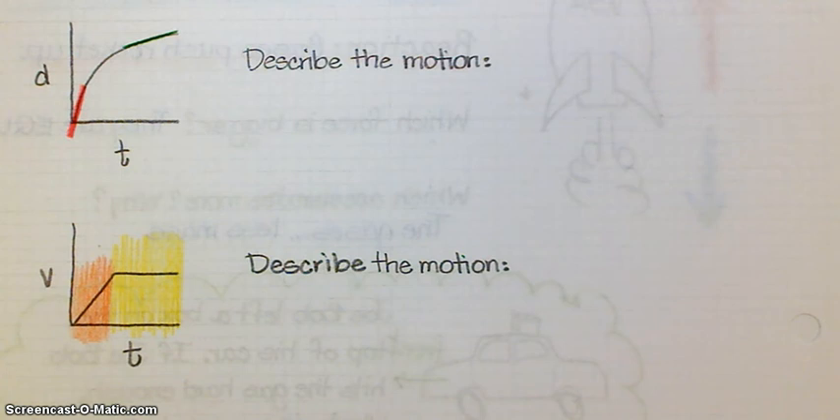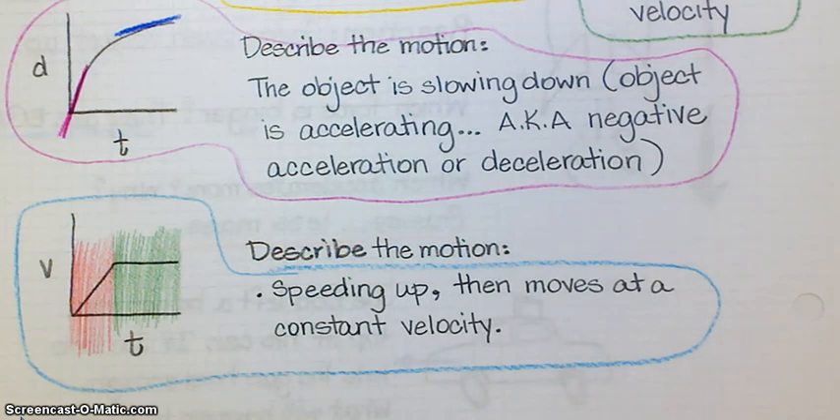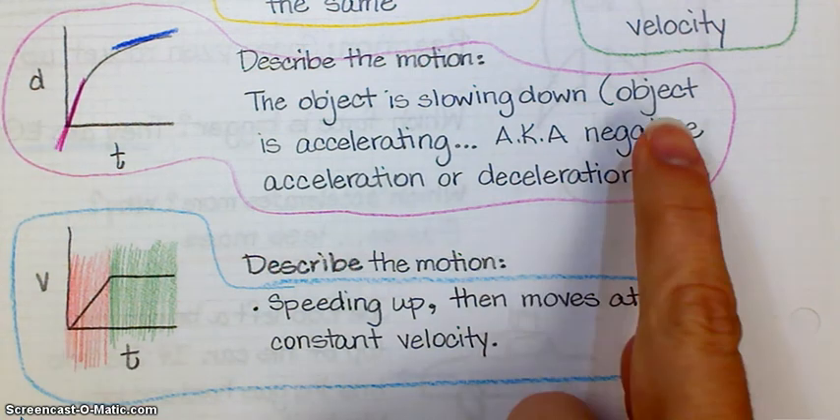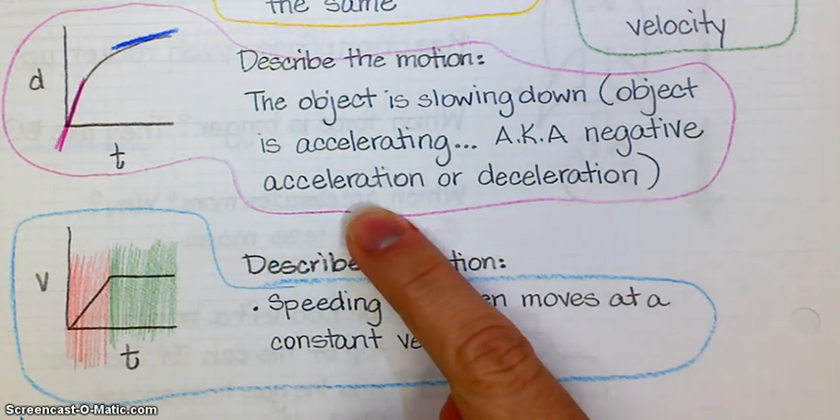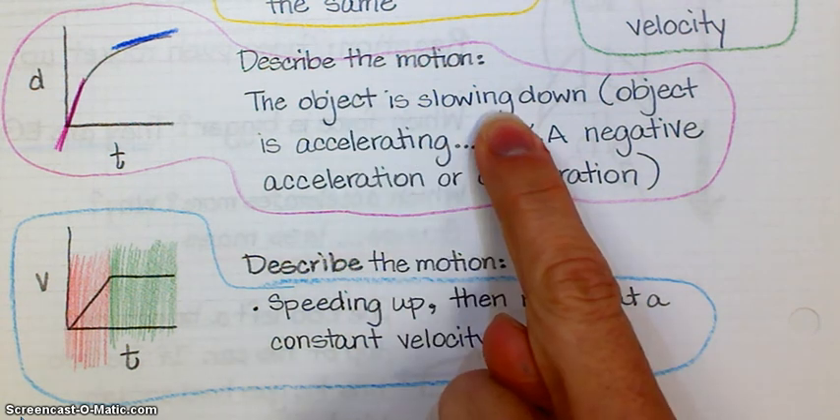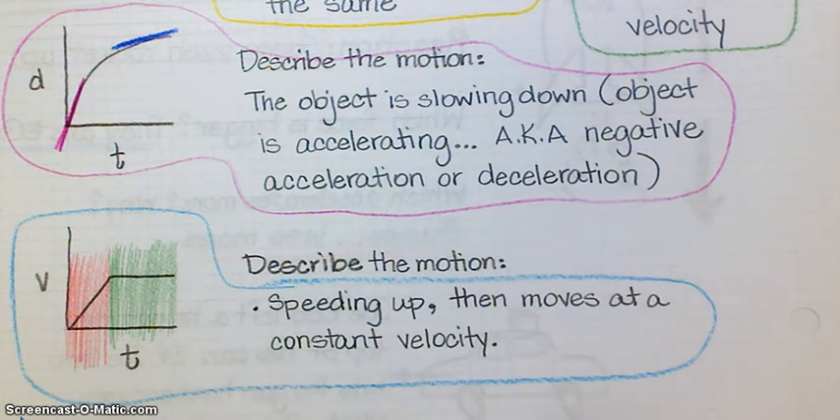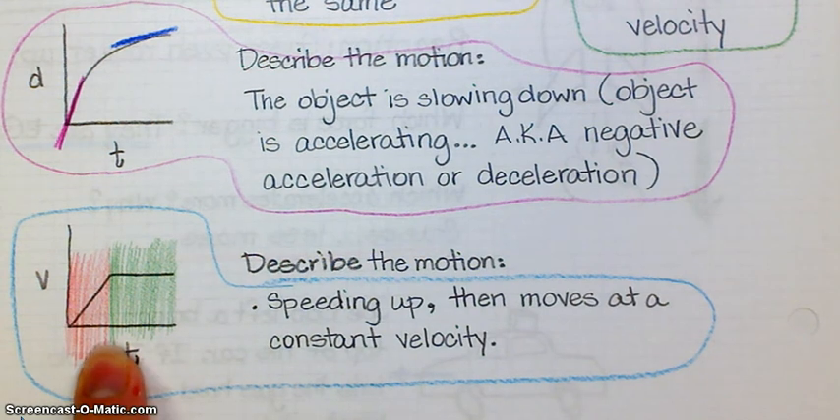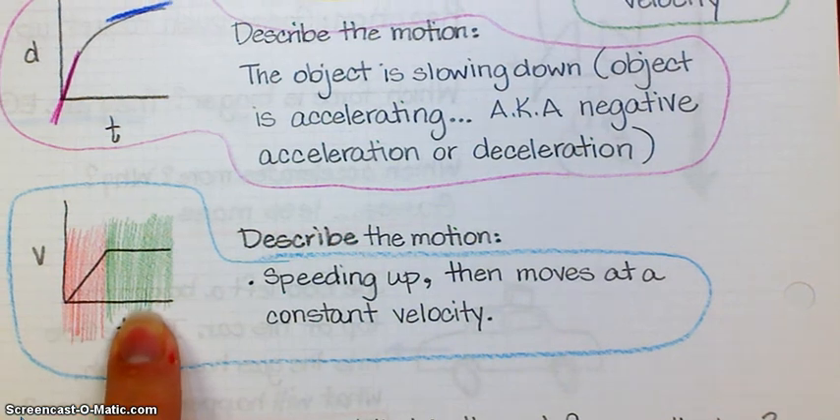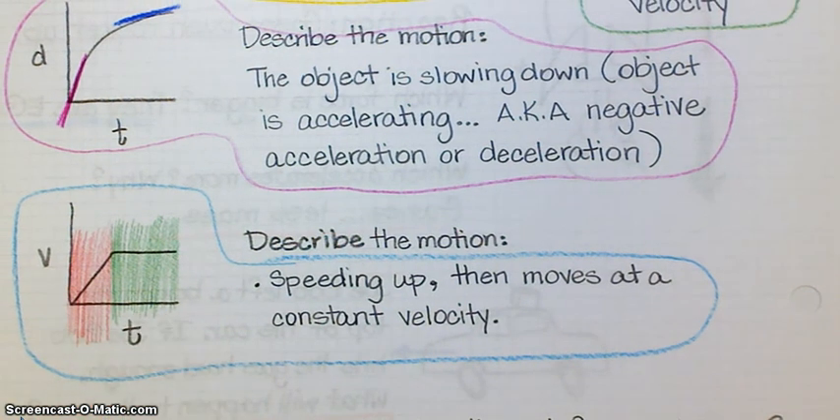Okay? I'll show you one that's already kind of done so that you can write all this stuff in. Okay, so up here, remember that yes, the object is accelerating, but this acceleration can be considered negative acceleration or deceleration because it is an object that's actually slowing down. So deceleration and negative acceleration are sometimes used to refer to an object that is slowing down, that its speed is decreasing. Okay, and then down here, in the beginning, it's speeding up, and then it's moving at a constant velocity. All right.